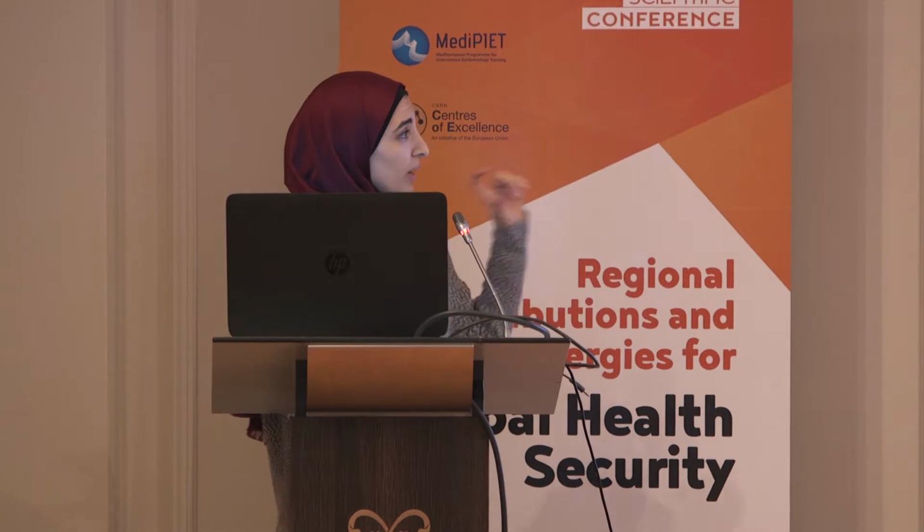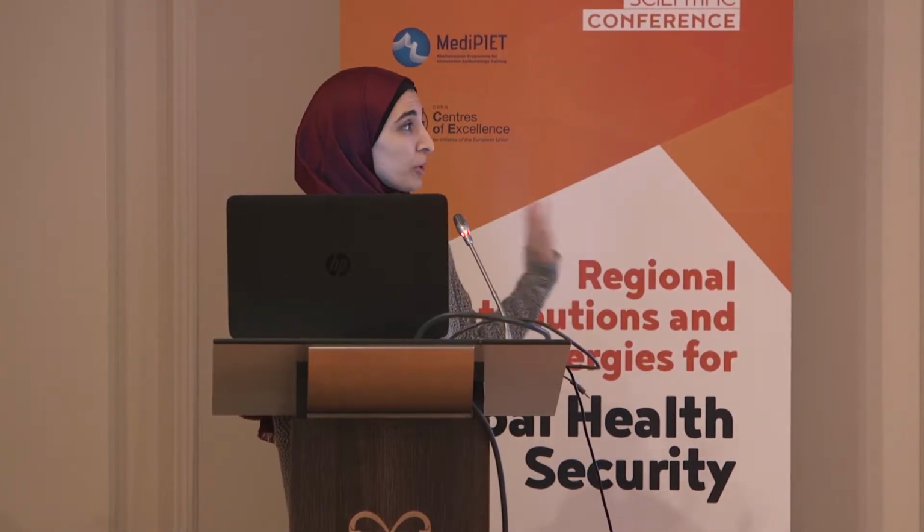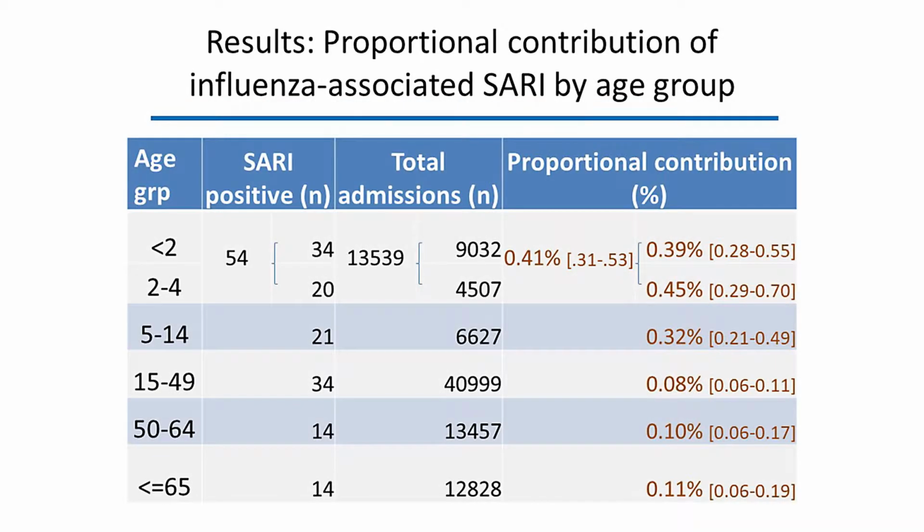Now, if we cut it down by age groups, we also see that we do have a higher proportional contribution for children less than 5 years of age. And if we take less than 2 and 2 to 4, they're also higher than the rest of the age groups, which is 0.41% altogether.